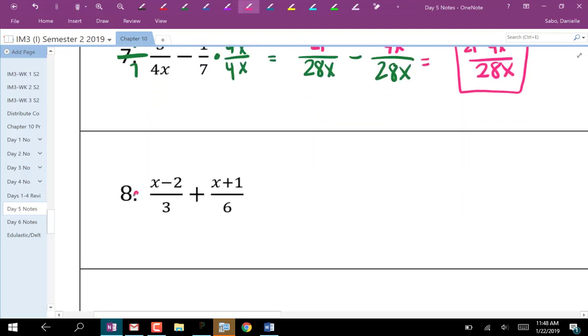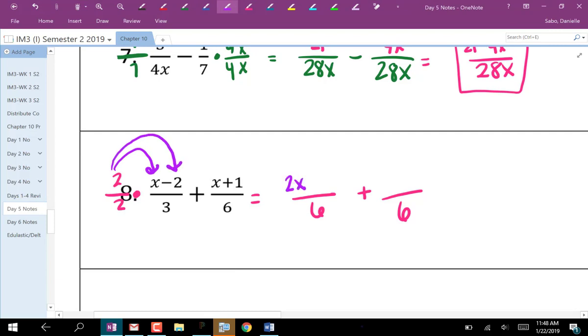What do I have to multiply the top and bottom by for this guy to get 6? What times 3 gets me 6? 2. Now again, they're both going to be over 6, so I'm just going to prepare my fractions. They're ready to go. Here I go. I'm just going to distribute. 2 times x gets me 2x. What's 2 times a negative 2? Yeah, negative 4. Thank you.